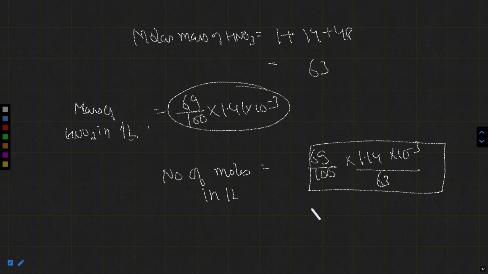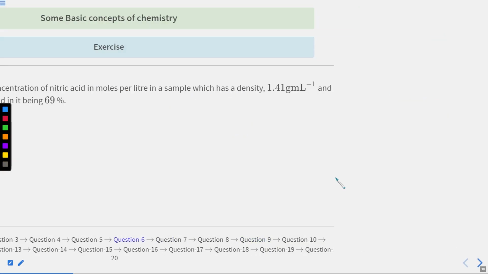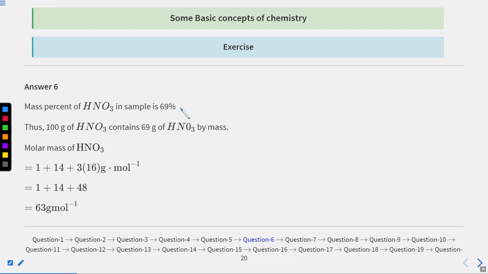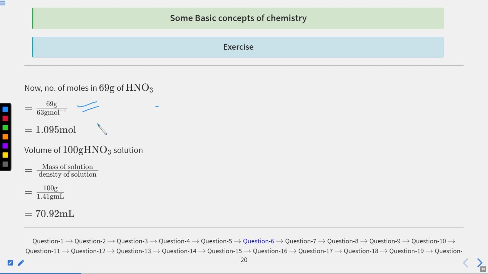Now that is the thing we are being asked. We are being asked what is the moles of HNO3 present in 1 liter, and that is our solution. No problem. So let us see the solution. So mass percent of HNO3 is 69%. Thus in 100 gram of this content there is 69 gram of HNO3. Now molar mass we have calculated. So 69 by 63. Now they have done the same thing, only in a different way. You can do it in either way also.